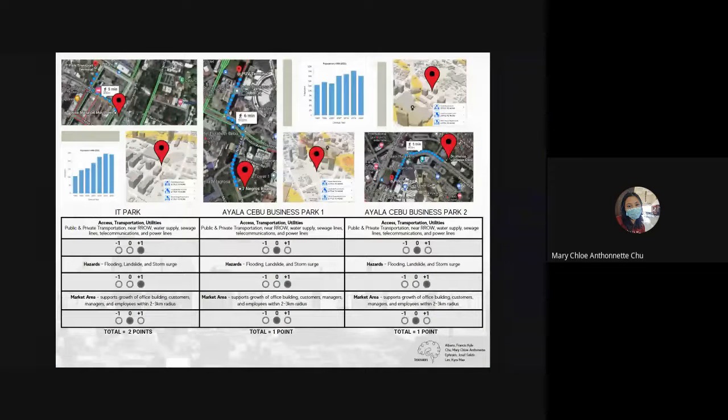For hazards, all sites scored 1 point as there's little to no flooding, landslide, and storm surge events likely to happen. For the market area, all sites scored 0 points because they have a decent population and there's a decrease in population. For the total of each site, Site 1 has 2 points and Sites 2 and 3 have 1 point. Next, please.